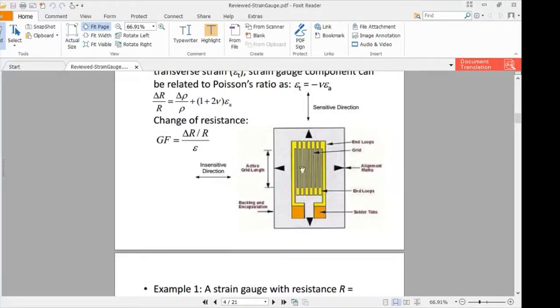Just a piece of advice: when you are using a strain gauge, make sure that it is oriented so that it is facing towards the sensitive direction. So if you want to measure the strain coming in this direction, then you should orient your strain gauge in this manner. The sideways direction of the strain gauge is called insensitive, so any forces or strain coming in these directions will not cause any change in the resistance.